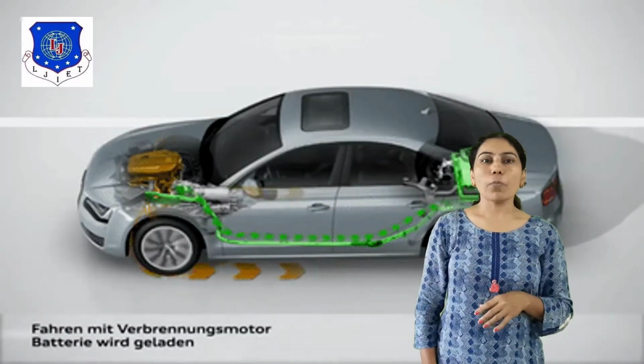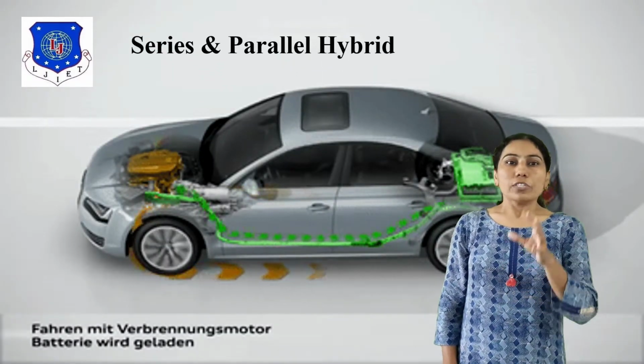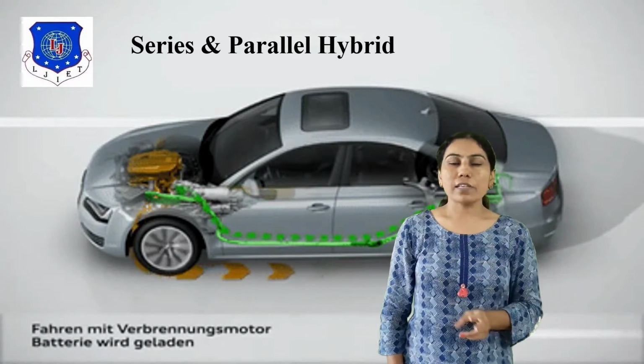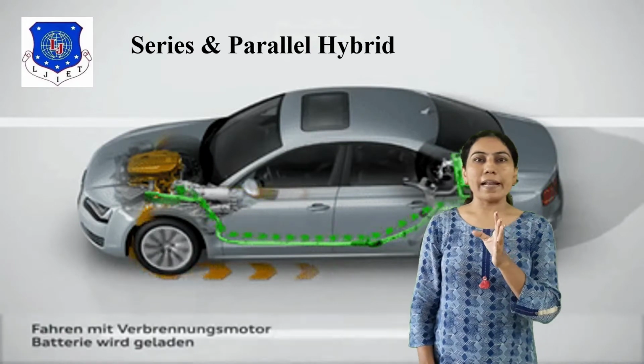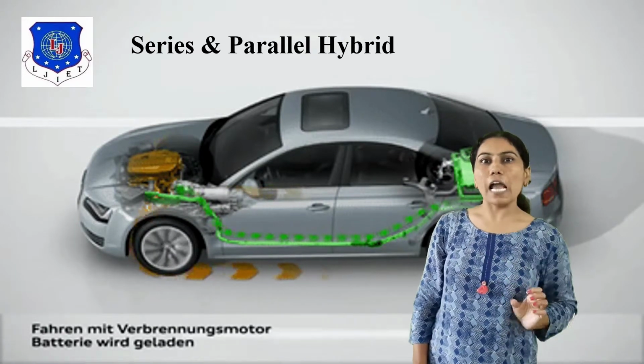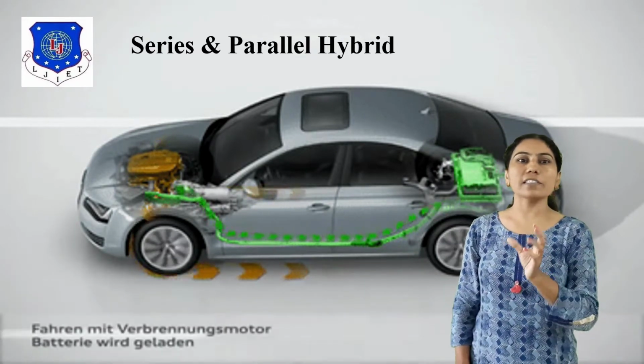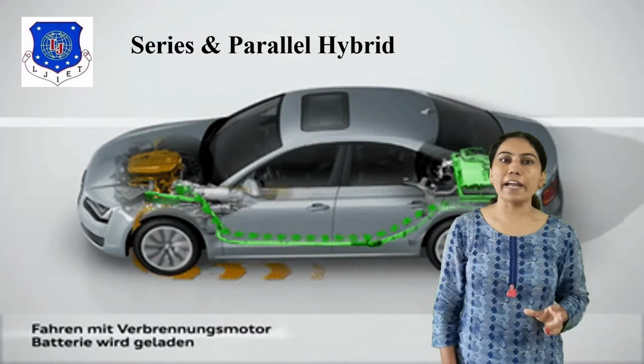Then the next point is series and parallel hybrids. There are two types of hybrid vehicle, series and parallel hybrid. Another is the plug-in hybrid vehicle. Mostly you can use it as a series and parallel hybrid.